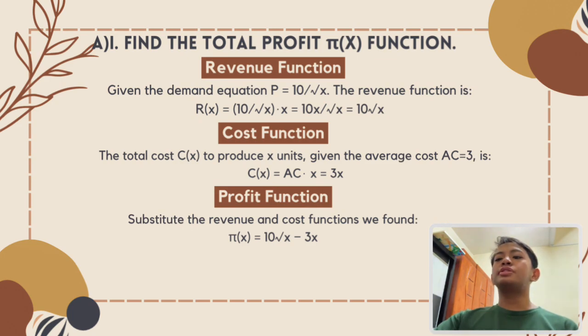The total cost to produce x units, given the average cost AC equal to 3, is cost function equal to 3x. So the last step is to build the profit function. After we get the revenue function and cost function, we substitute them, and the profit function that we get is 10 square root x minus 3x.